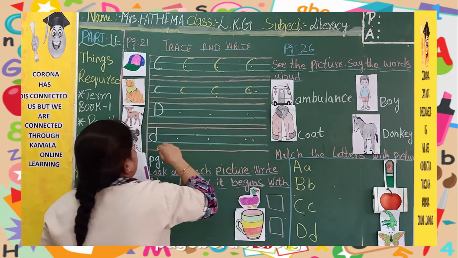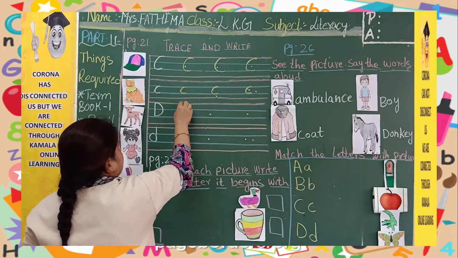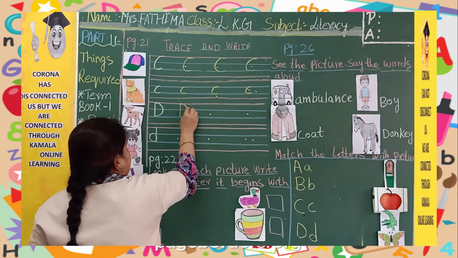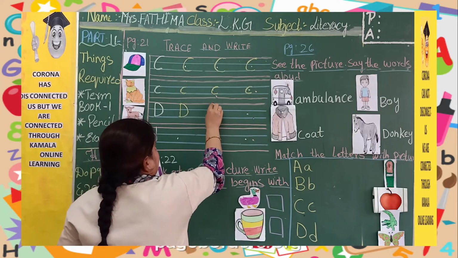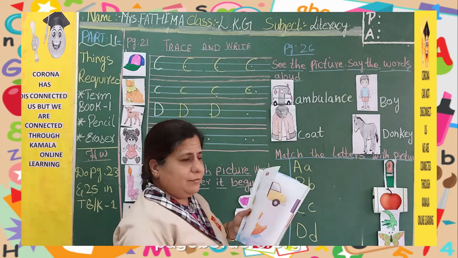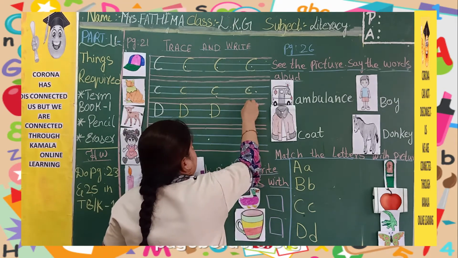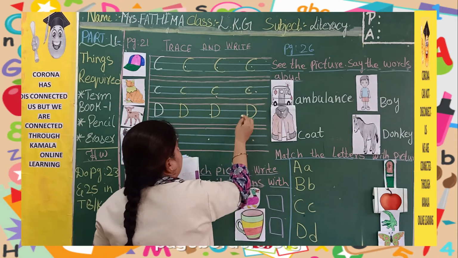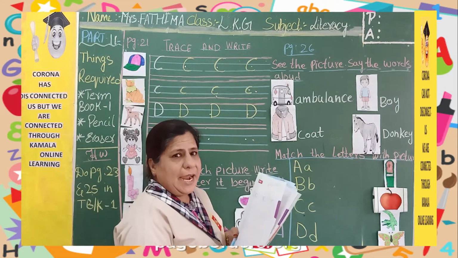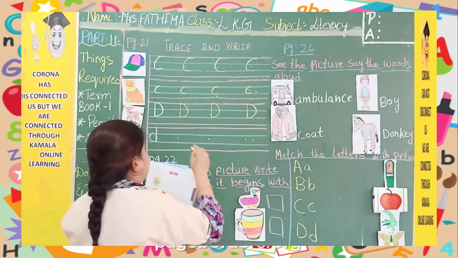Small c. Capital D should touch red line, blue line. 1, 2, 3 lines. Capital D. Now, capital D. I hope you all are writing, children. Yes. Write again, capital D. Finished. You all have completed the third line. Now come to the fourth line.